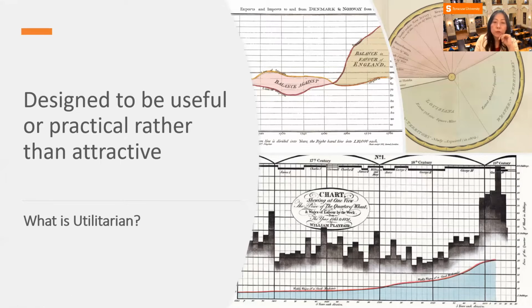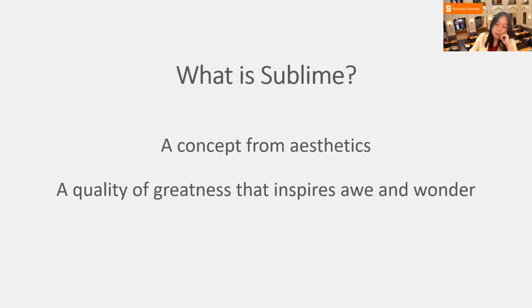What, really quickly, is a utilitarian? It's pretty straightforward. It's work designed to be useful or practical rather than attractive. In fact, I would disagree a little bit with the word attractive here. I think it's more about aesthetic concern. So utilitarian would be work designed to be useful and practical, but that doesn't concern itself too much with the aesthetic side of things. The focus would be on sublime.